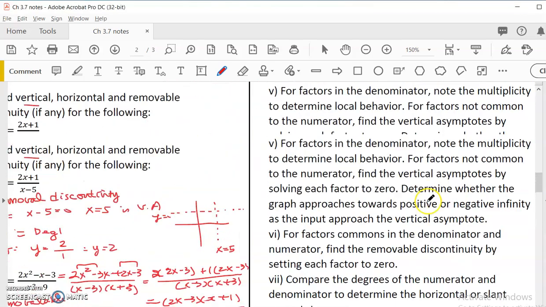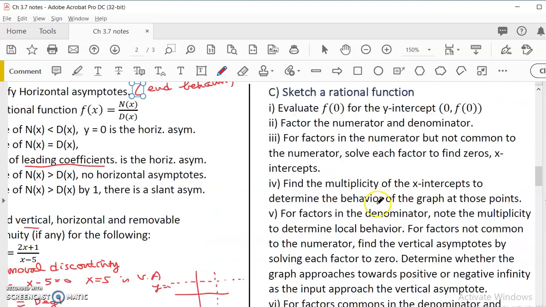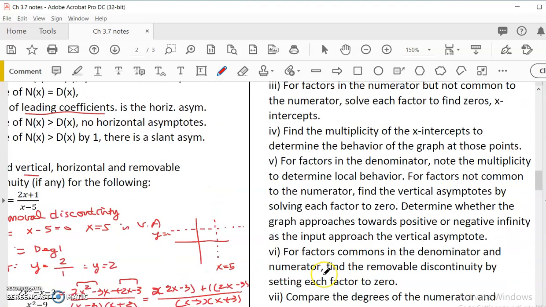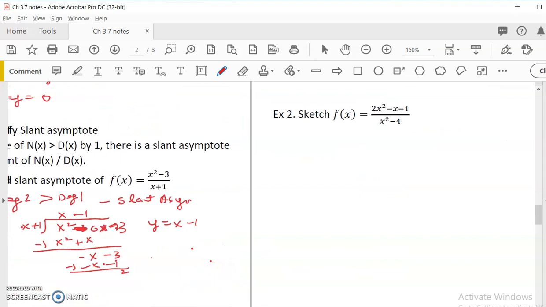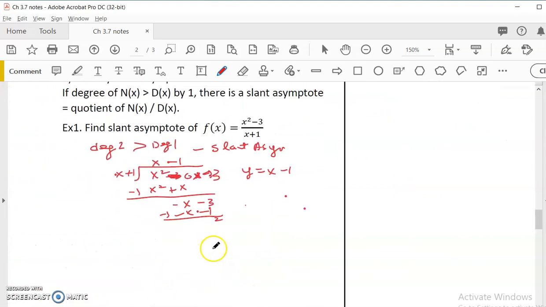So what is the next one? The next one is doing sketching. We will use the next video to do it. Okay, so that's how you find horizontal, vertical, and removable, as well as slant asymptote.